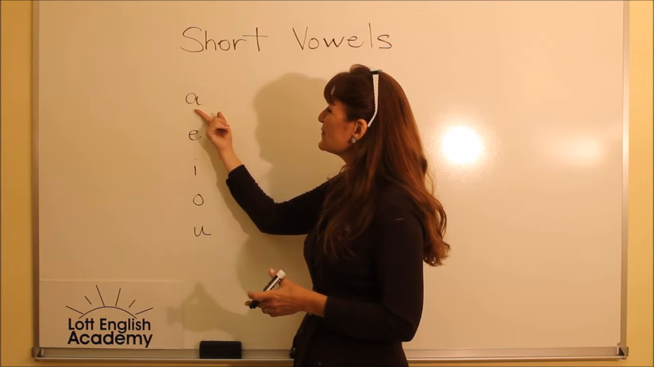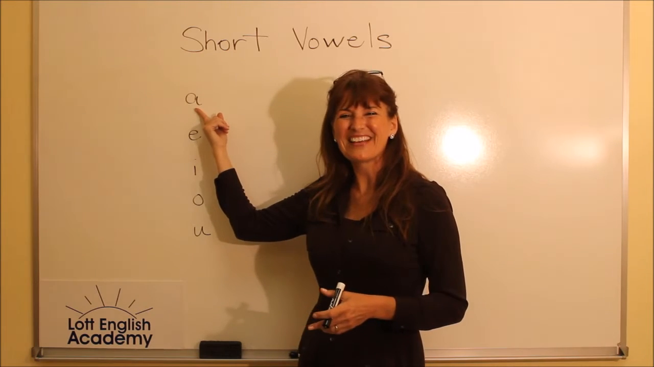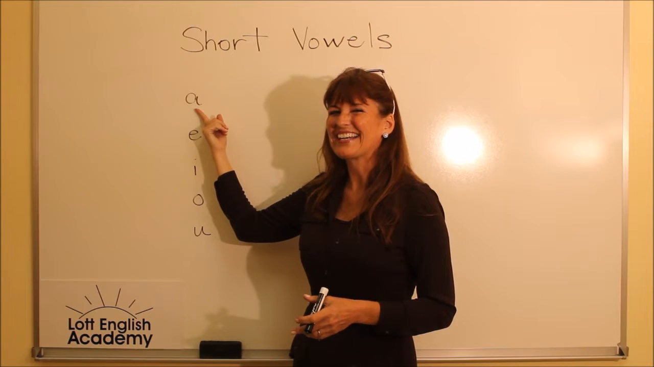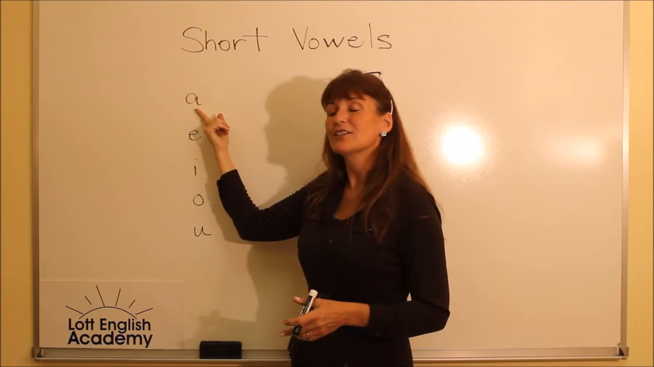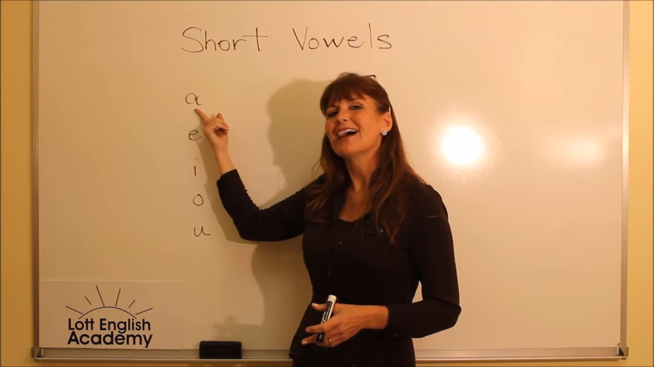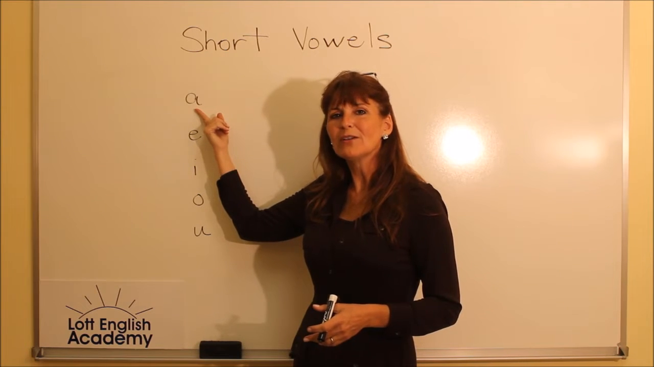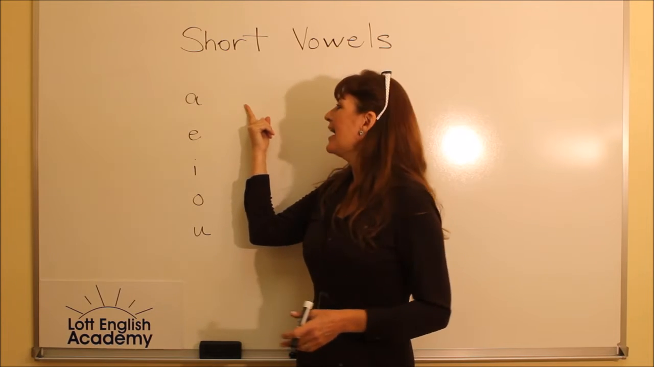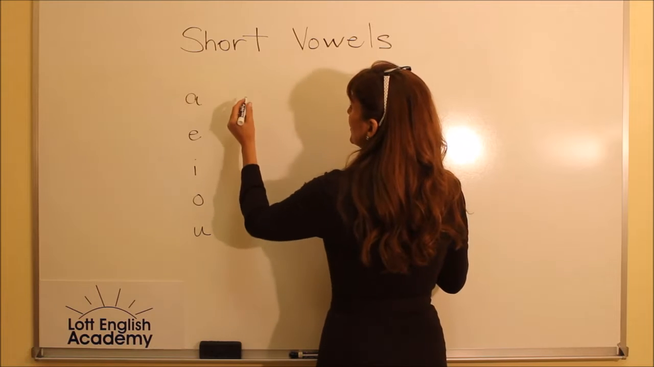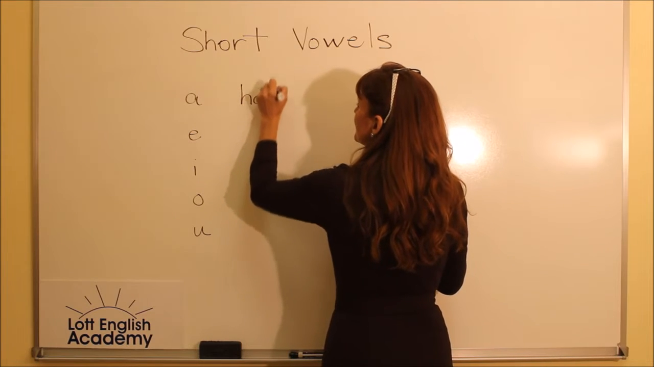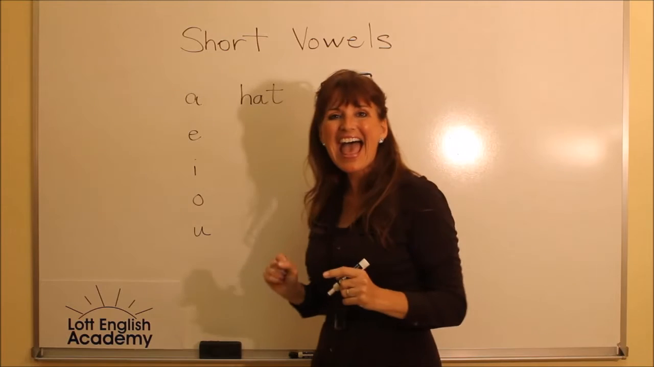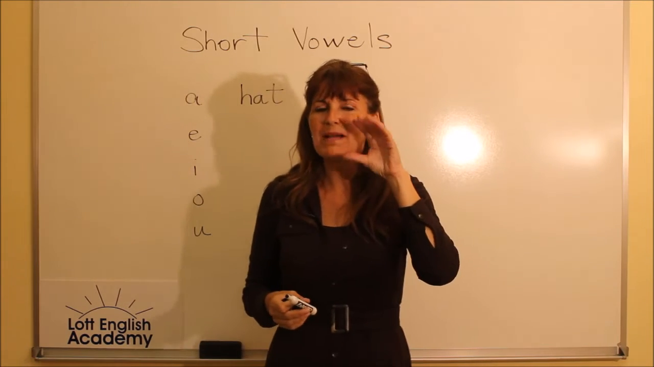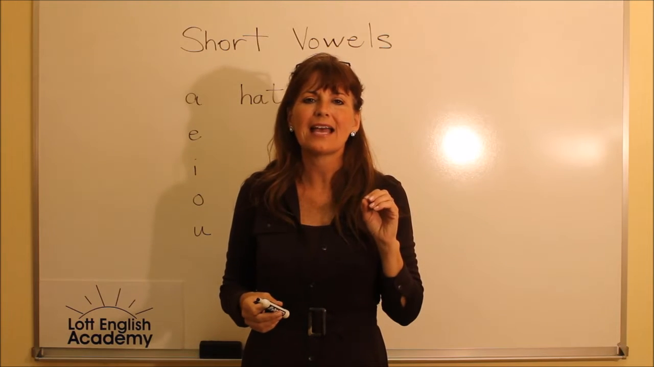The first vowel here is what letter? What letter is this? Did you say A? That's correct. This is A. But when it's a short vowel, the sound that it makes is not A. When it's a short vowel, the sound that this letter makes is short A. And I'm going to give you an example. A word that has this in it is the word hat. Hat. Notice how I open my mouth. My mouth becomes very wide when I say this sound.